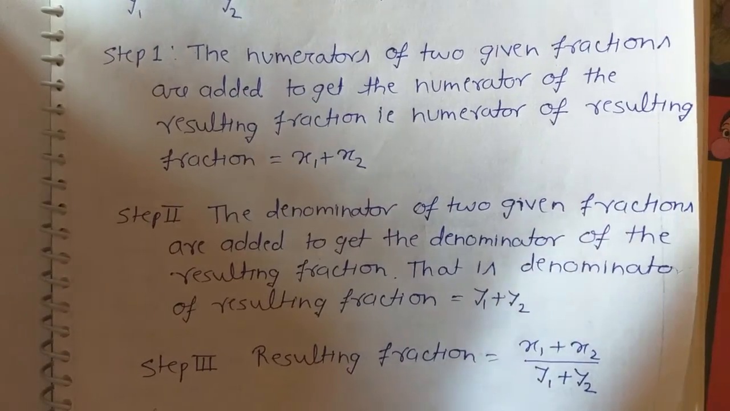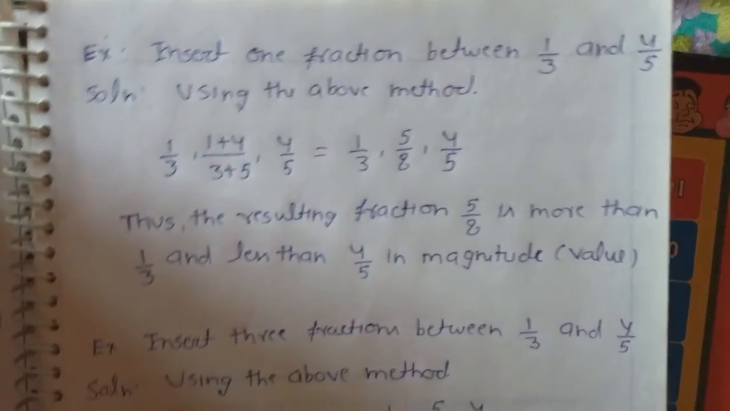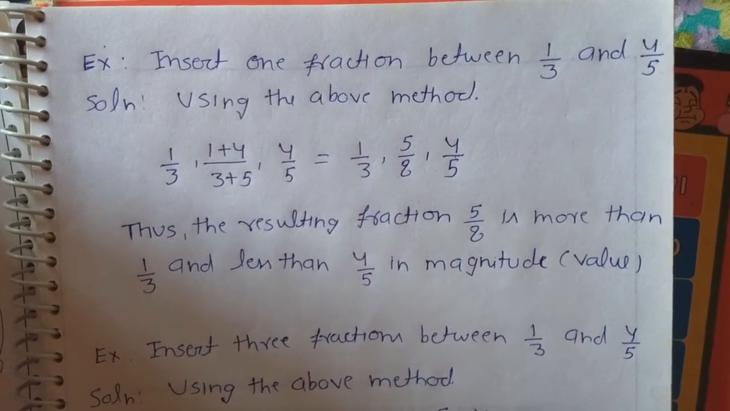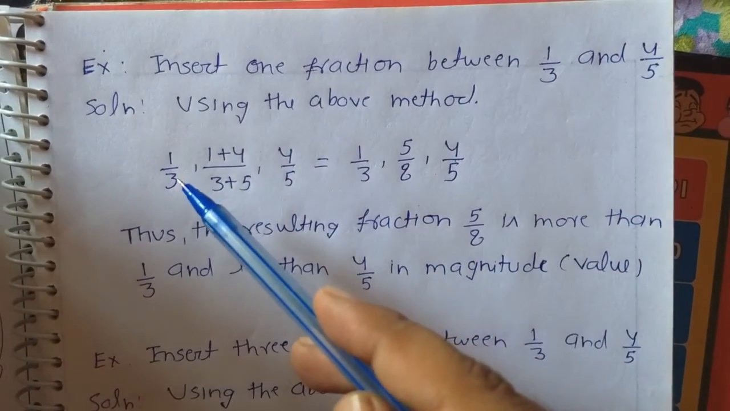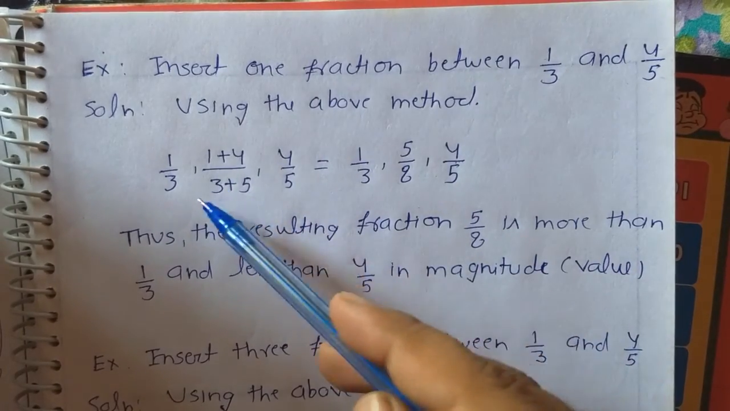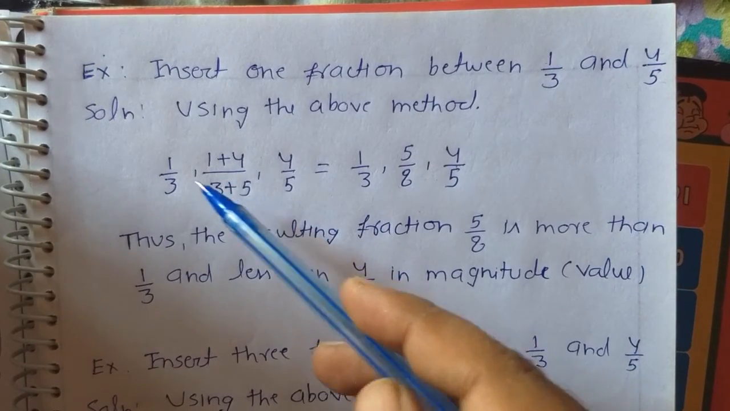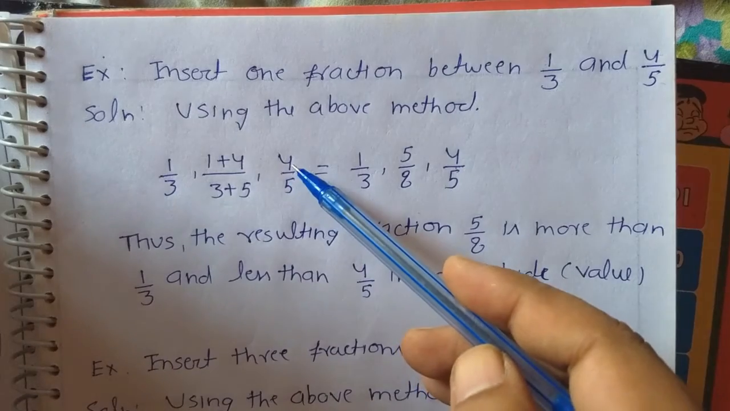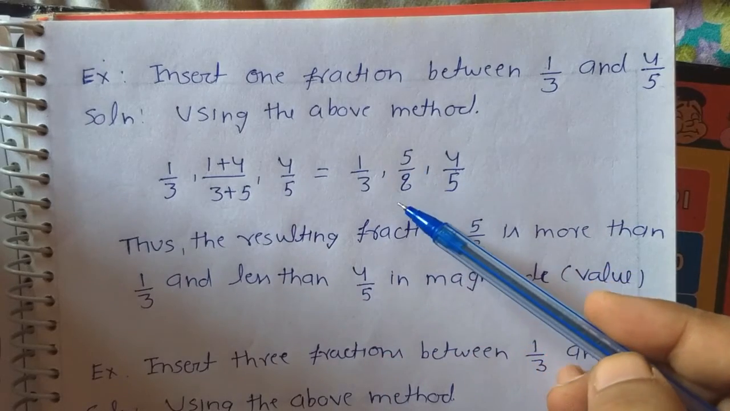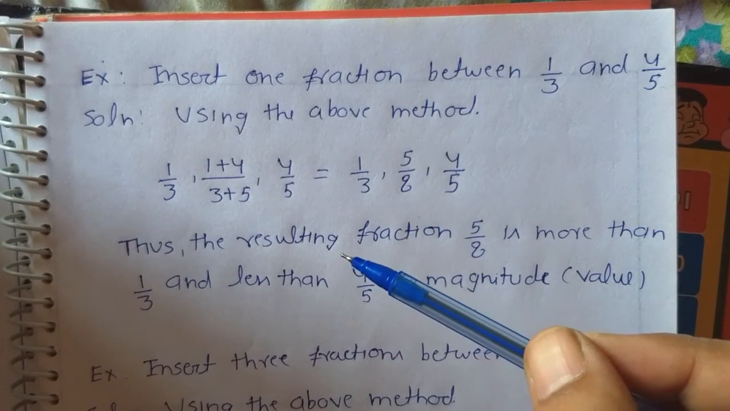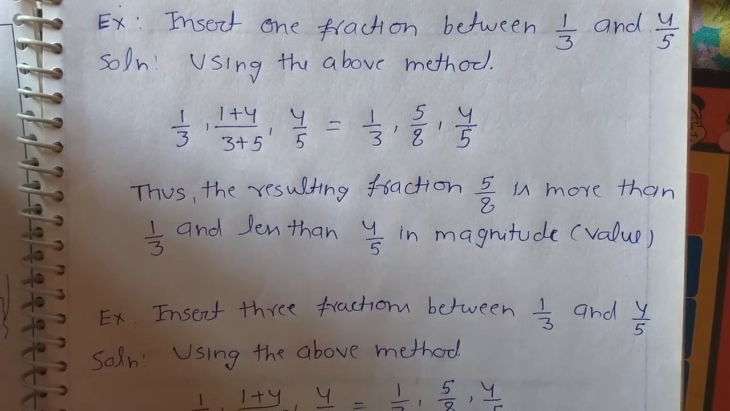Now we will see how to solve these types of problems. Insert one fraction between 1 by 3 and 4 by 5. By using the above method, the fraction which comes between these two fractions equals the sum of numerators divided by the sum of denominators. Our first fraction is 1 by 3 and the second is 4 by 5, and the fraction which comes between them will be 5 by 8. By applying a similar rule we can also add more fractions between 1 by 3 and 4 by 5.